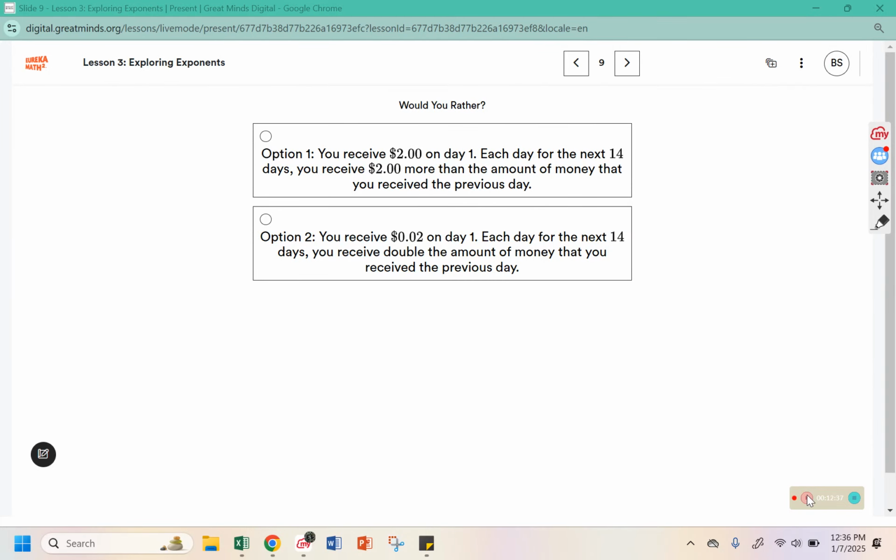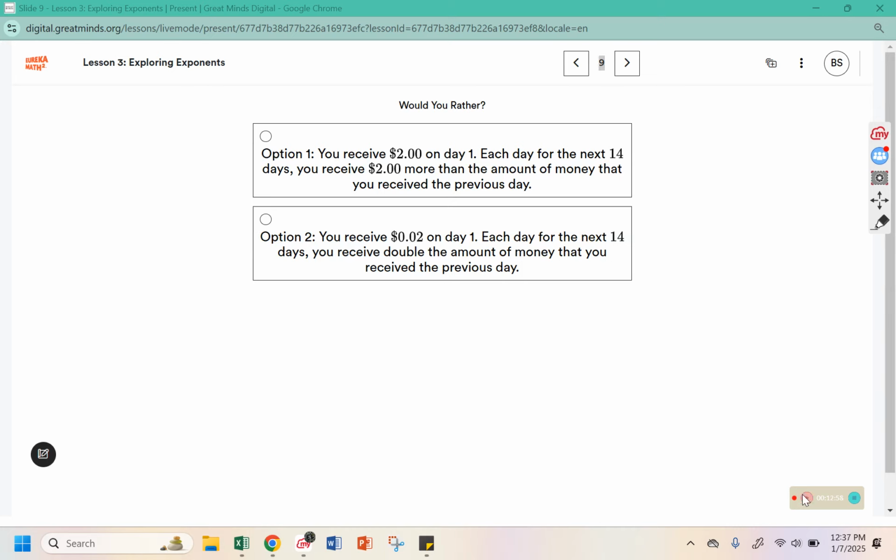So option 1 is you receive $2 on day 1, and each day for the next 14 days you receive $2 more than the amount of money that you received the previous day. Option 2 is that you receive 2 cents on day 1, and then each day for the next 14 days you receive double the amount of money that you received on the previous day.